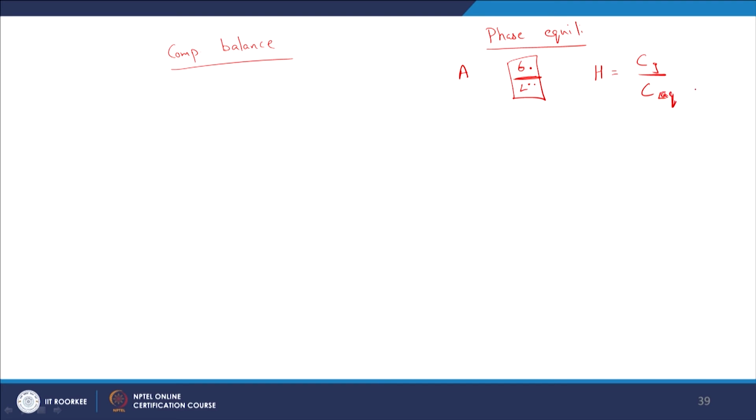right. And keep in mind that the units of Henry's constant can be different. So actually if someone defines the units in a different way, you can even have an inverse of this particular fraction here, right.